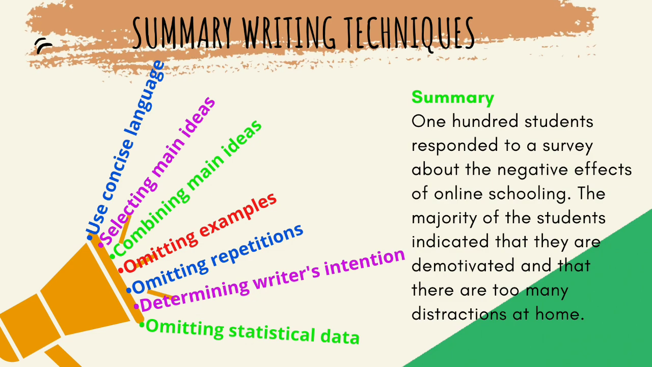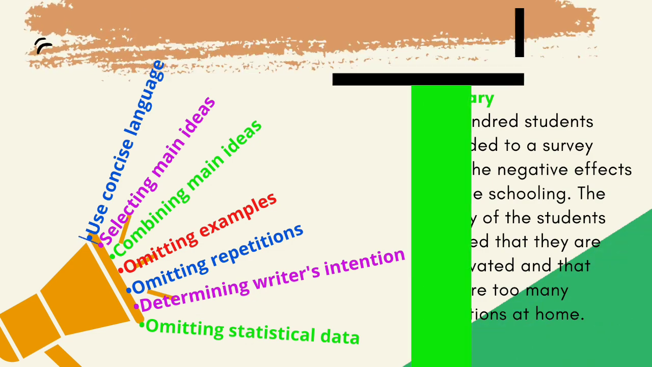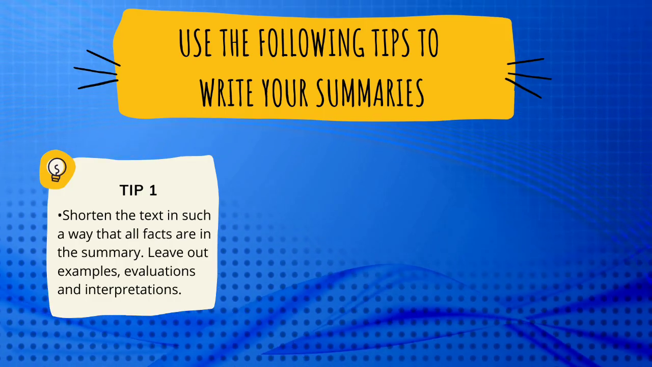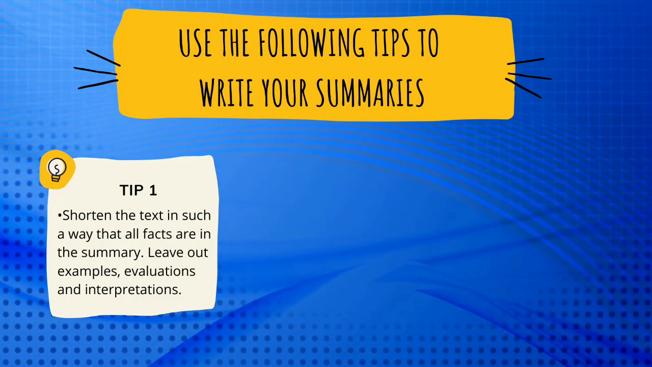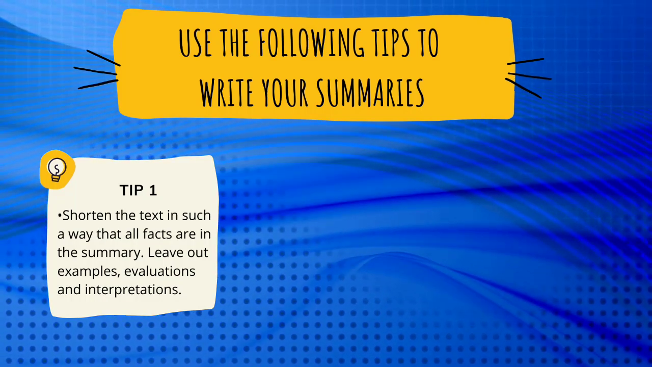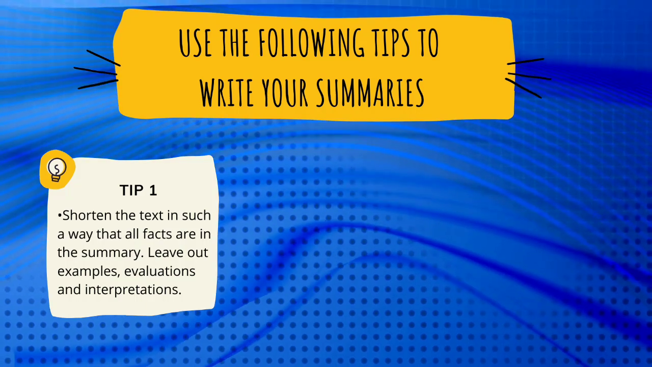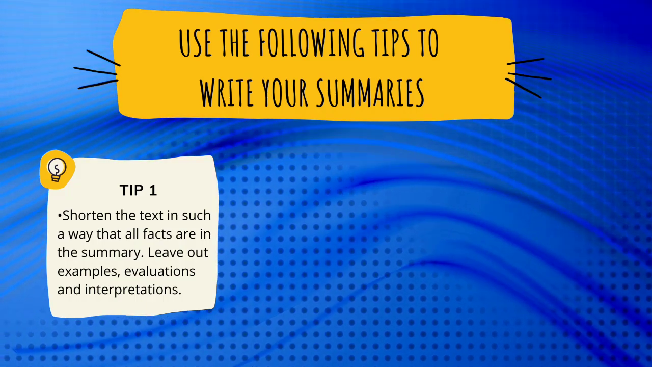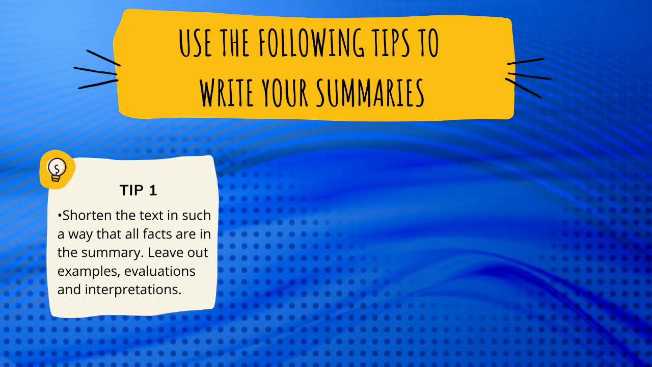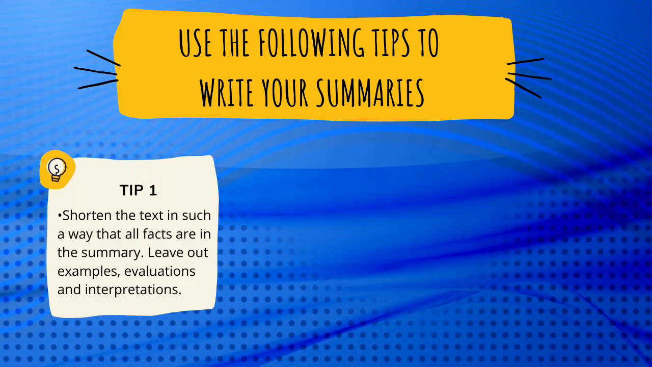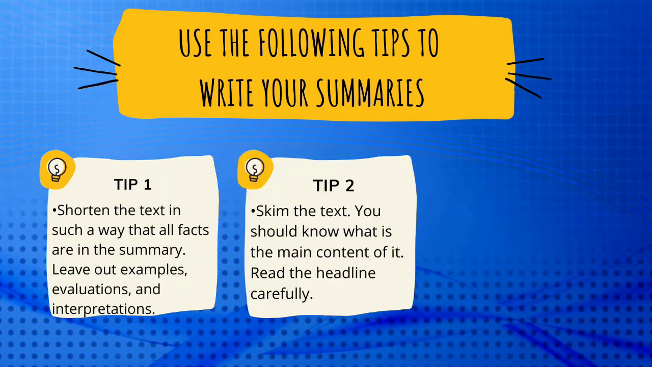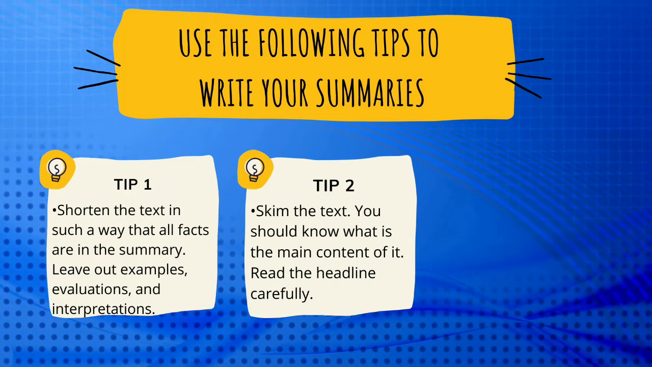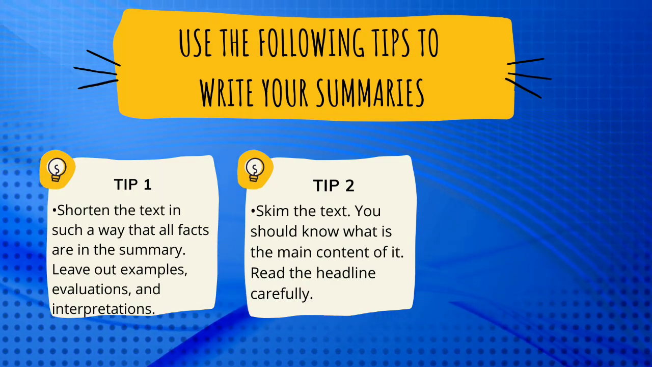Now here are some useful tips to use when you are writing your summaries. Tip 1. Shorten the text in such a way that all facts are in the summary. Leave out examples, evaluations, and interpretations. Tip 2. Skim the text. You should know what is the main content of it. Read the headline carefully.